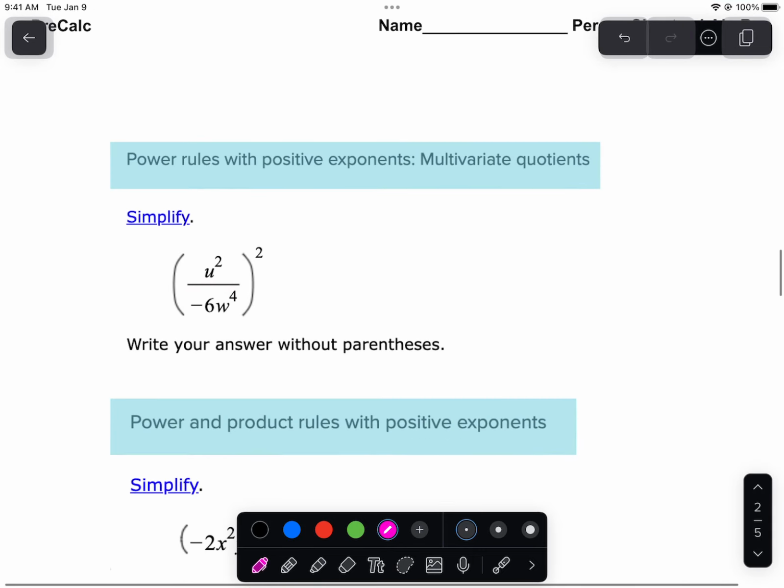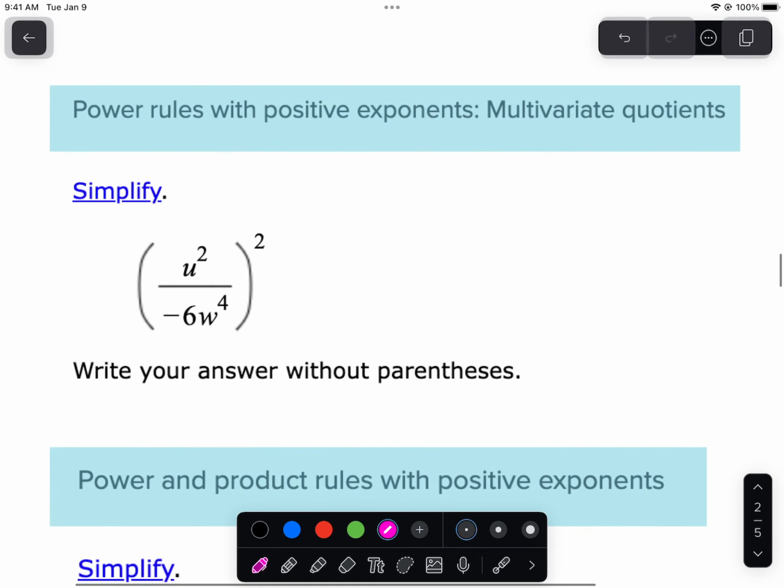Okay. Let's look on the second page here. It says power rules with positive exponents. Here's my suggestion if you have a fraction inside of a parenthesis like this. I would suggest making sure your fraction is reduced as much as possible before you move to the power on the outside. This fraction, there's nothing we can do to make it any nicer. There's no numbers that can reduce. There's no letters that can reduce. If there were, do that first. Then let's apply the power on the outside.